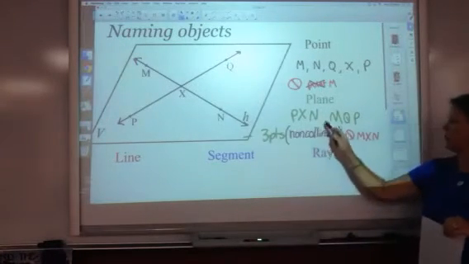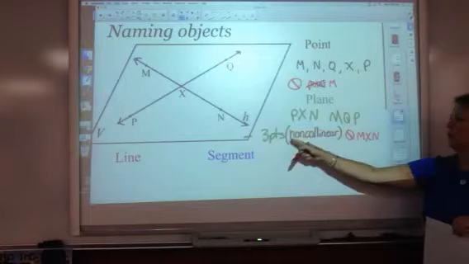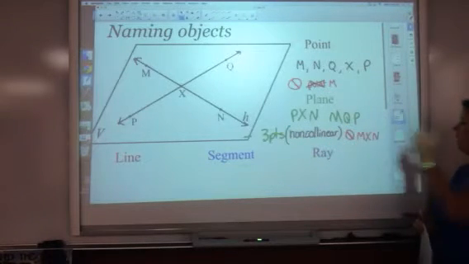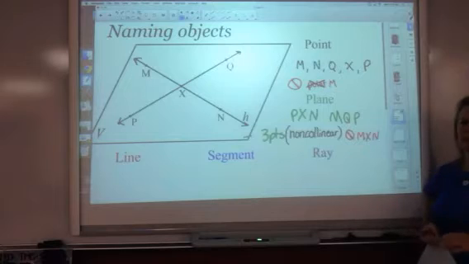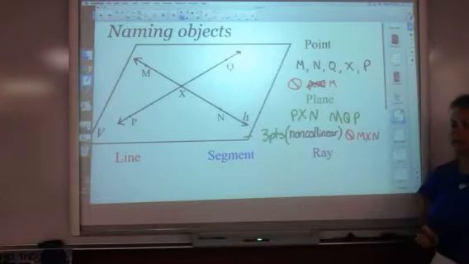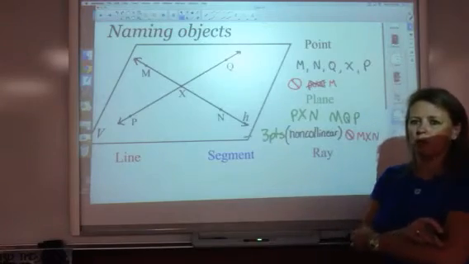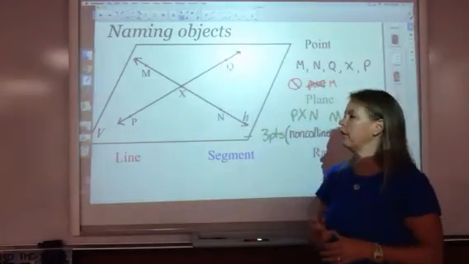I should put a comma between those. But those 3 points have to be non-collinear. They cannot be in a perfect line because that's not good enough in naming your plane. That might be something you want to ask me about or talk to me about when you can see me a little bit more face to face.